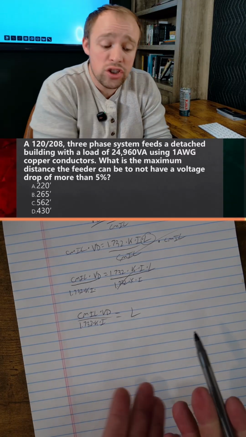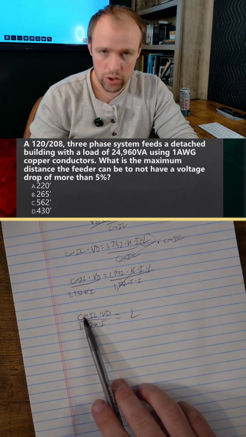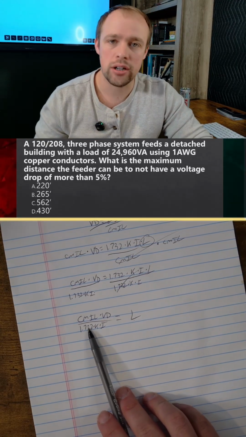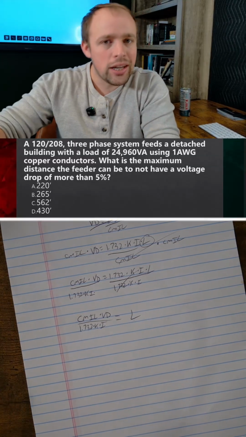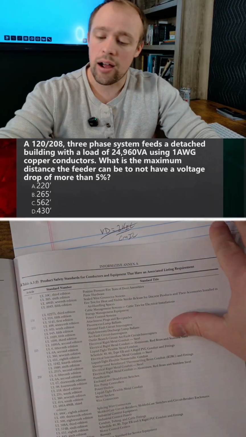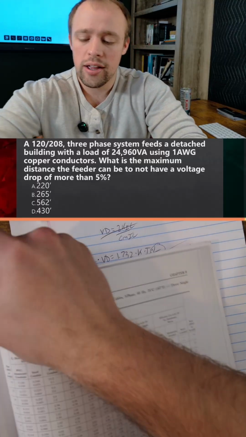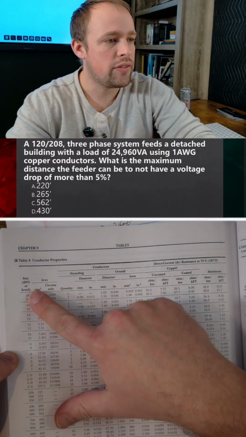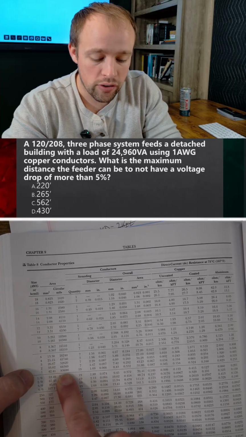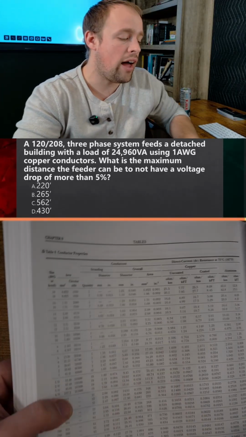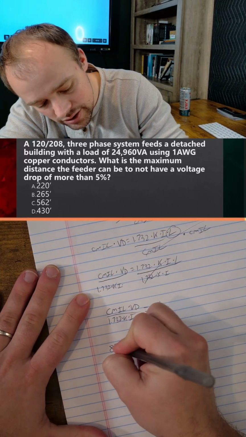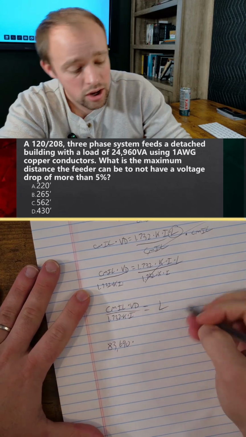So now I need to plug in what I know. Let's start with the circular mills of our wire. The question tells us we're using 1-gauge copper conductors, but it doesn't tell us the circular mills. So we go to our code book, chapter 9, Table 8, which gives us the conductor properties. On the left column is the wire size, so we go down to 1, and two columns over we have our circular mills: 83,690. Let me write that down. 83,690 times our voltage drop.